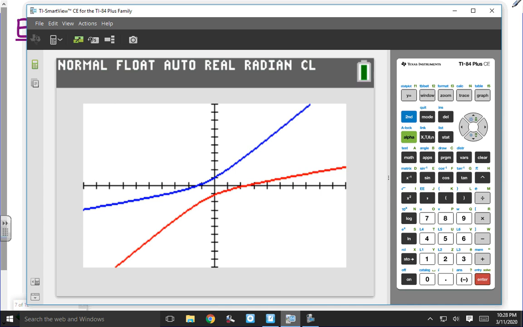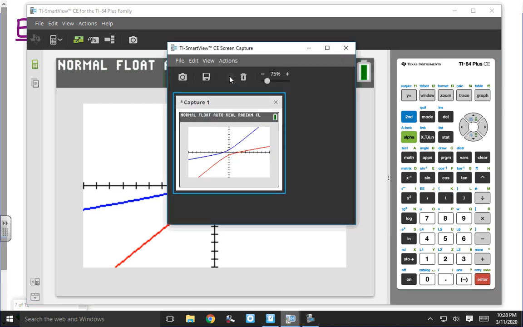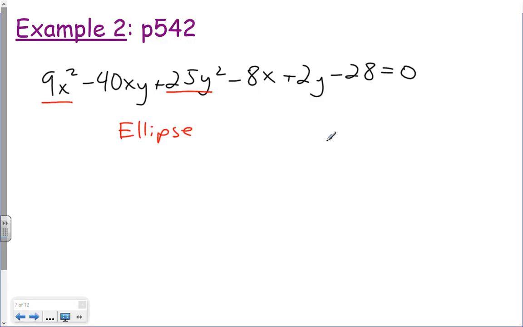And there we go. Here's our sketch of this thing, and I think we can clearly see that, well, we don't have an ellipse here. This looks like it's a hyperbola, actually, is what it looks like we end up with. In fact, let's grab a picture of that. And we'll paste it into our sketch here.